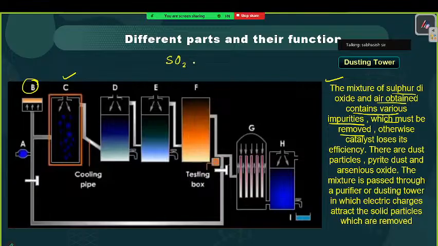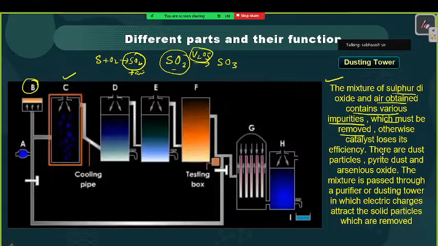Sulfur dioxide should be converted into sulfur trioxide in the next step. First step, sulfur is converted into sulfur dioxide. But this sulfur dioxide is contaminated with air and also with other type of impurities. Now, if this sulfur dioxide is used for the conversion to sulfur trioxide, then in this step, vanadium pentoxide catalyst is used. In most cases, catalyst loses its efficiency in presence of dust particles or the pyrite dust or the arsenous oxide.